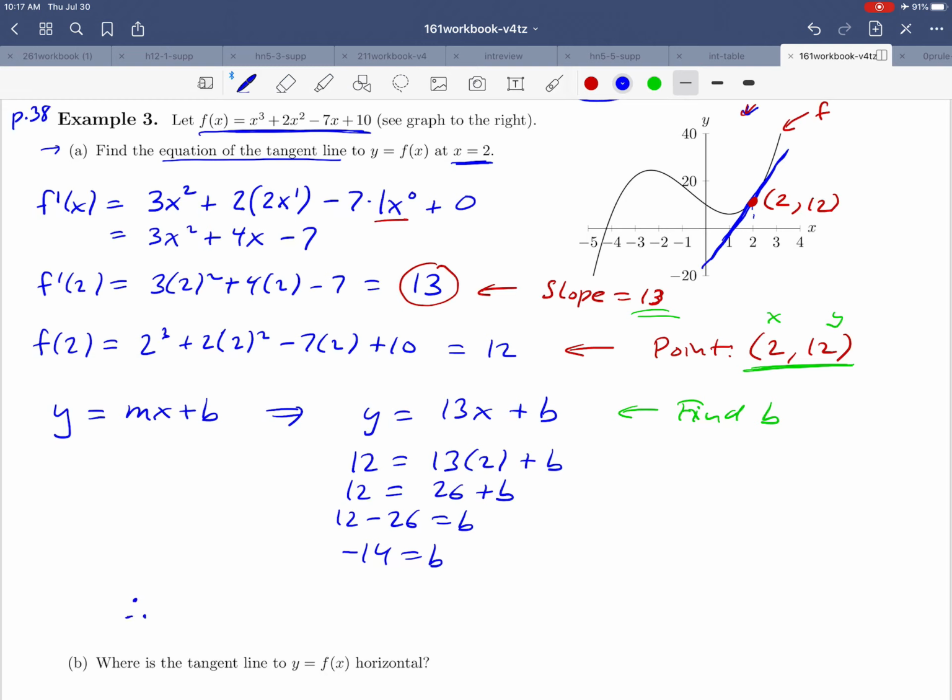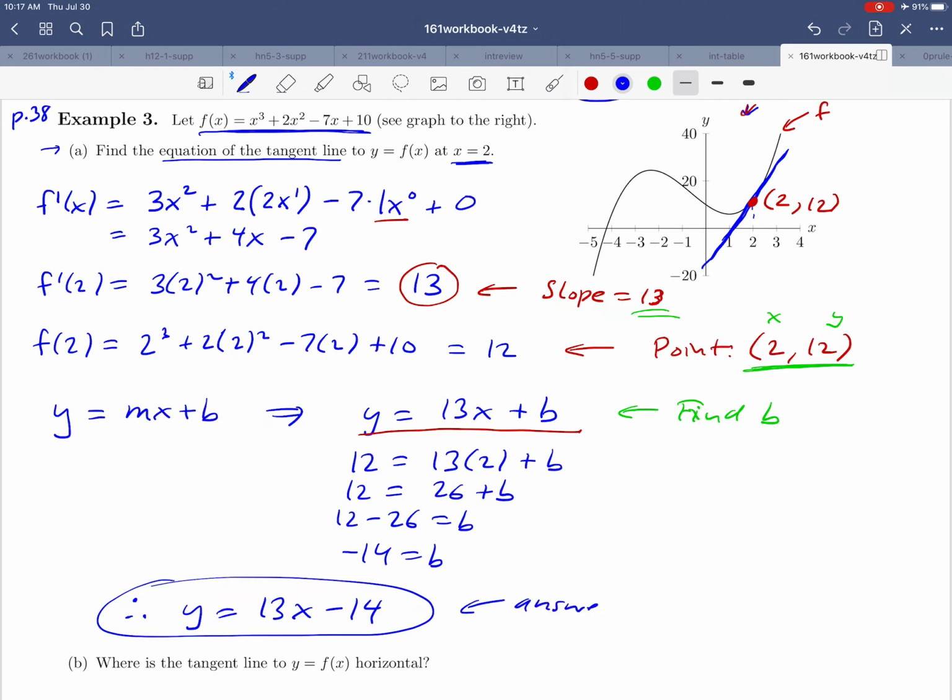All right, last step is just to write down the equation of that line. We know that it looks like y equals 13x plus b, but we now know what the b value is. We can just substitute that in, and we get y equals 13x plus negative 14, or just minus 14. And there's our answer to part A. There's the equation of our tangent line.